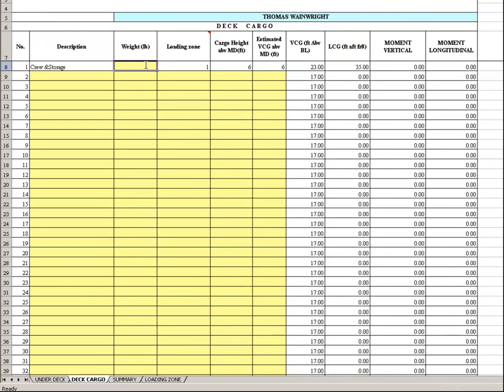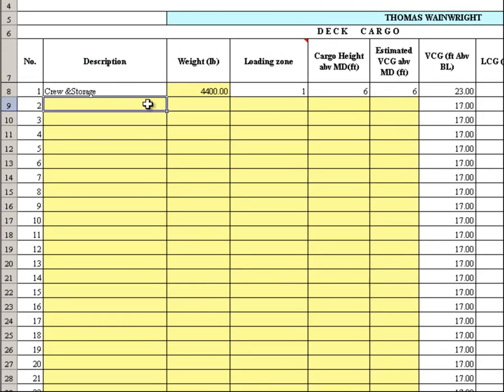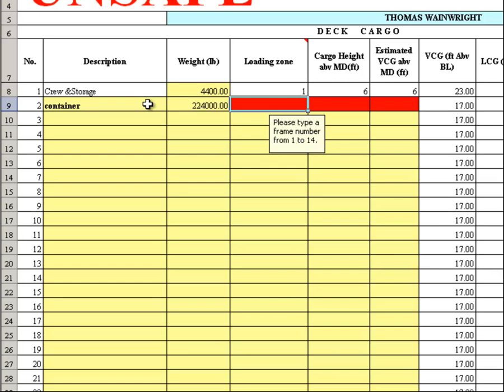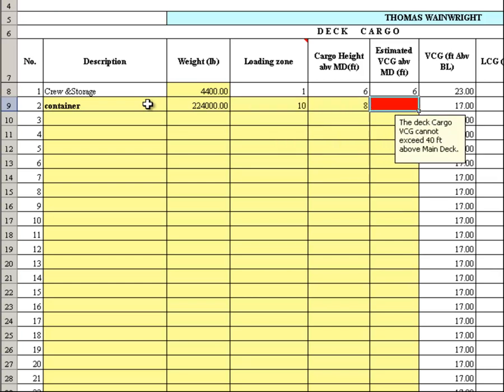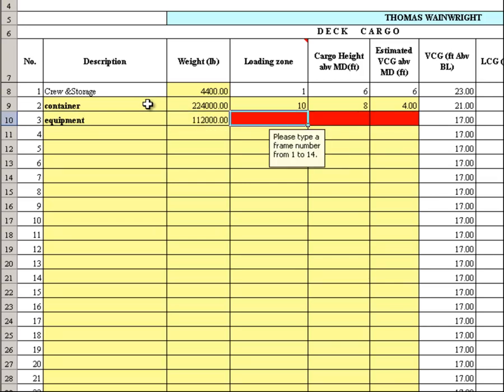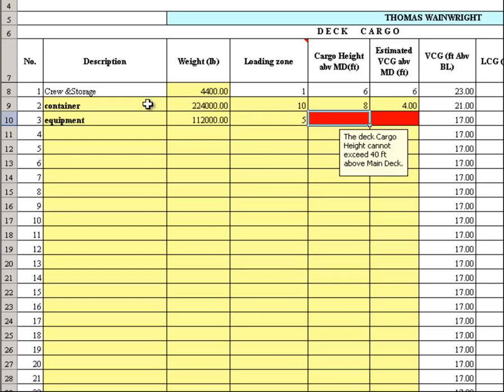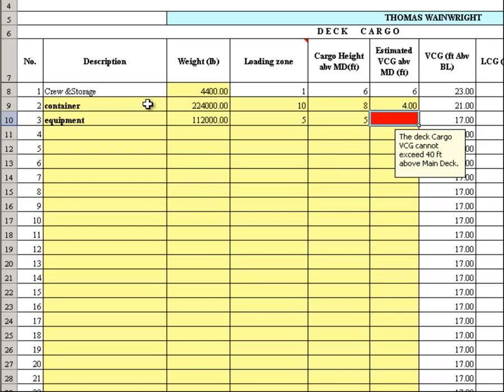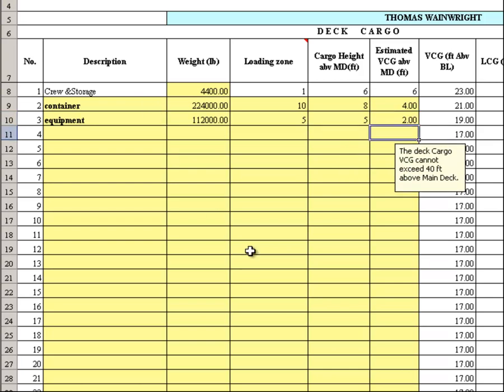The weight of the crew and storage is estimated to be 4,400 pounds. The centers of gravity are filled in. There is a container on the deck that weighs about 100 long tons. The center of that container is loading zone 10. The height of the container is 8 feet and the center of gravity is estimated 4 feet above main deck. The next deck cargo unit is a piece of equipment that weighs 50 long tons and the center of that equipment is close to loading zone 5. The red cells show that they need to be filled and cannot be left blank. The height of the equipment is 5 feet and center of gravity is about 2 feet from the main deck.